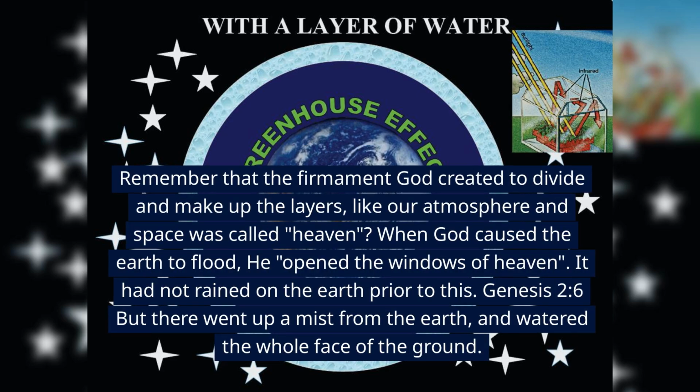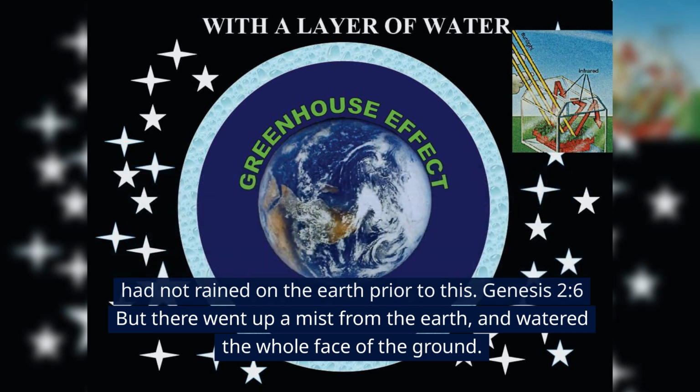Remember that the firmament God created to divide and make up the layers, like our atmosphere and space, was called heaven. When God caused the earth to flood, he opened the windows of heaven. It had not rained on the earth prior to this. Genesis 2:6. But there went up a mist from the earth and watered the whole face of the ground.